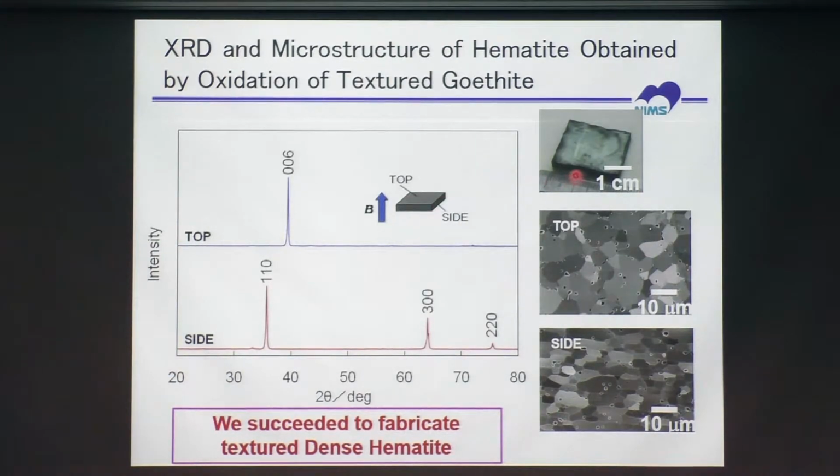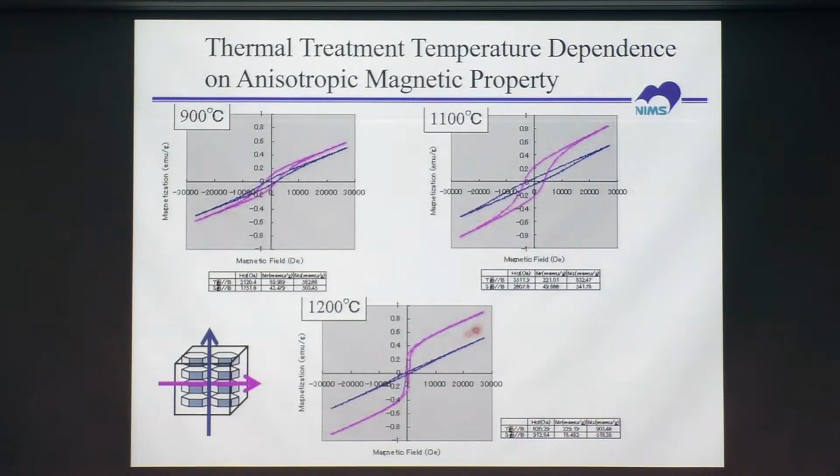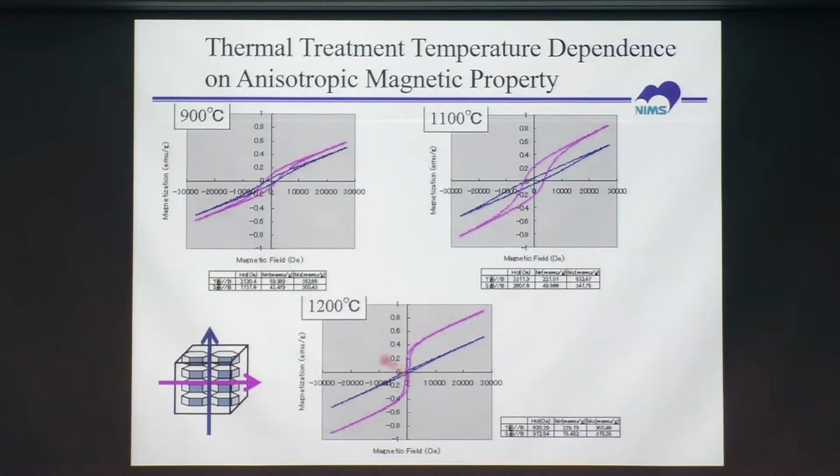After heating, we can make a very big sintered body with quite high densification. This is the microstructure, and the XRD of the top surface shows this orientation, then the side surface shows this orientation. So we can demonstrate that we succeeded in fabricating textured dense hematite like this. This is randomly oriented hematite. In this case, it shows random orientation. It shows a quite highly textured microstructure. And it also shows anisotropic magnetic property.